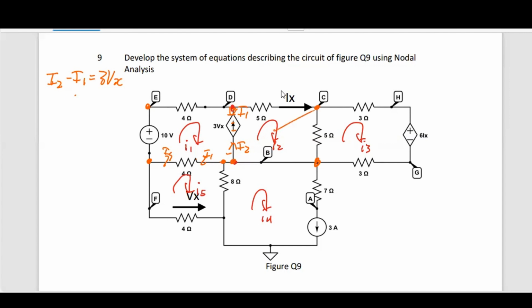So obviously this loop and this loop are accounted for. For this loop here, you have to do literally the same thing. For this loop, you don't need to do anything because you have a current source, the only current source in the loop. So I4 will just equal 3, in the same direction. Vx, same thing we did before.